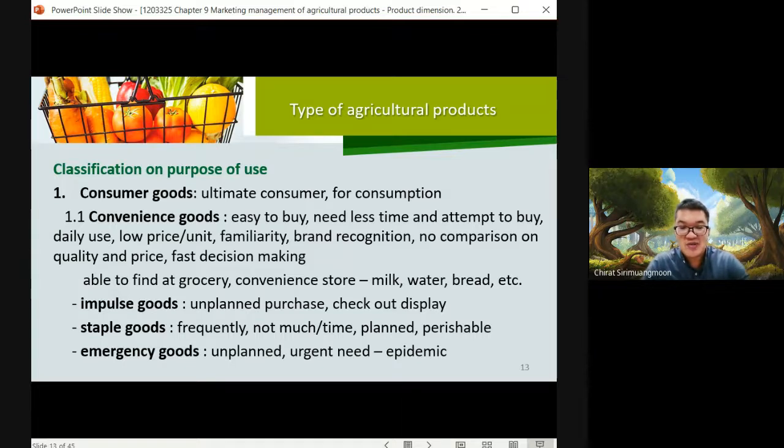How about emergency goods? Emergency goods are products that are unplanned, but rarely needed. Like now, with COVID-19, you need to have some items to prevent COVID-19. So these are emergency goods.